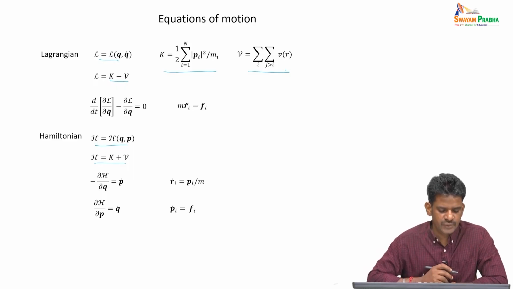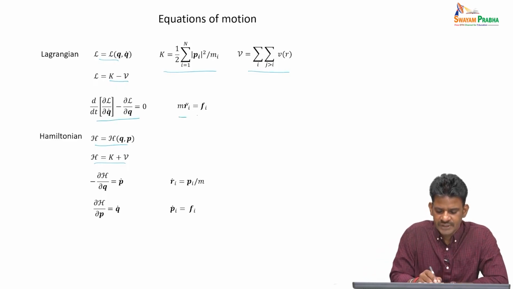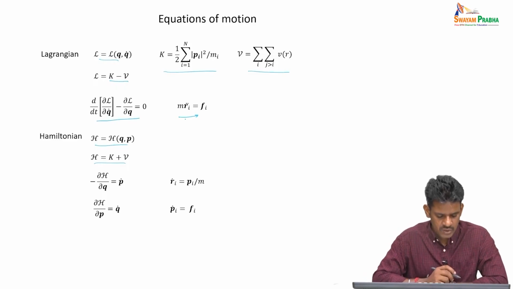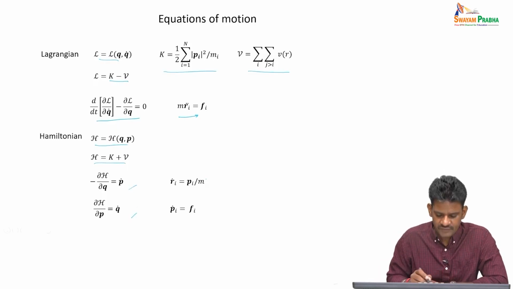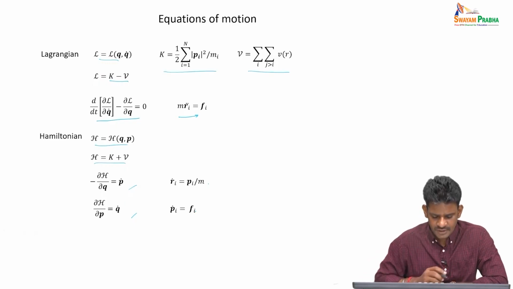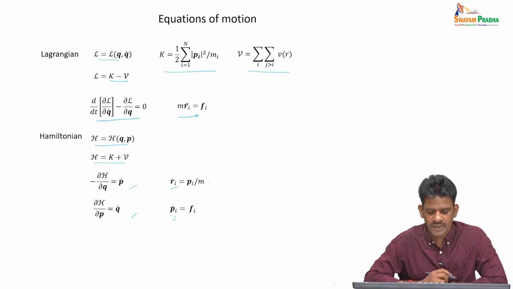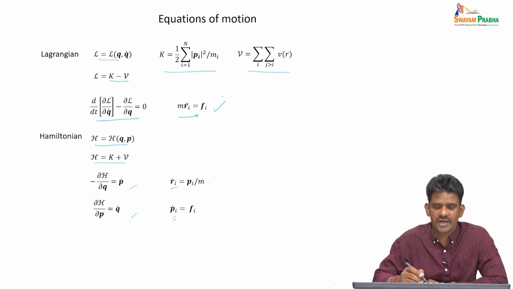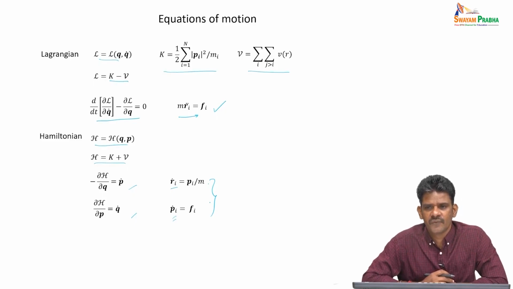So, then we can use either the Lagrangian equation of motion, which will give directly Newton's law of motion, or we can use Hamiltonian mechanics, which will give you a set of first order ODEs for the rate of change of particle positions and the rate of change of the momenta. So, one can use either the Lagrangian form or the Hamiltonian form. With the proper initial condition, one can advance the system in time.